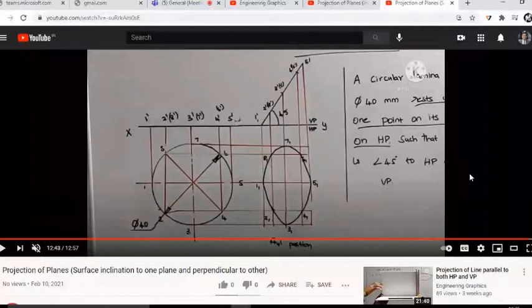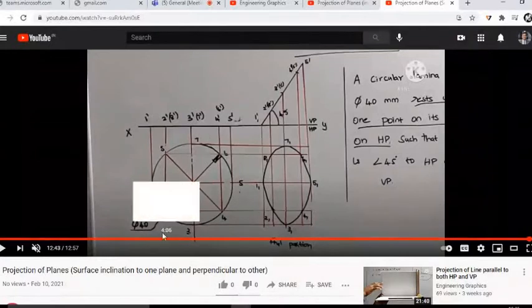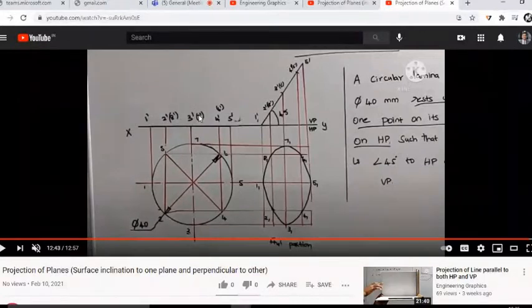Okay, you need to be clear on one thing. First you are going to draw the view where the true shape is visible. For this particular problem, it is your top view. After drawing the top view, you will draw the front view. And after drawing the front view, you will draw the top view of the final portion. So from here it will go like this, like this, like this.